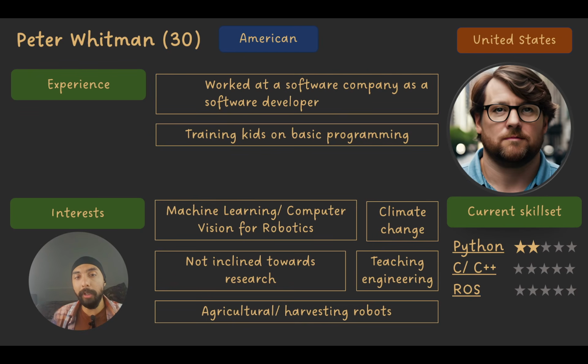So this is what he wants to explore, and he is interested in ML or CV for robotics applications, in particular agricultural or harvesting robots, and also finds climate change as a meaningful cause that he can explore machine learning or robotics in. He is not inclined towards research and he is more interested in developing a teaching profile in the engineering domain, and he seeks to gain a technical understanding and build a strong engineering foundation so that he can then take up teaching roles.